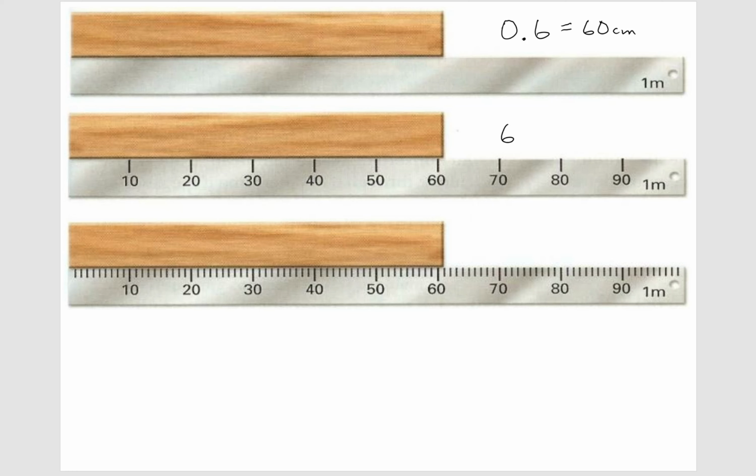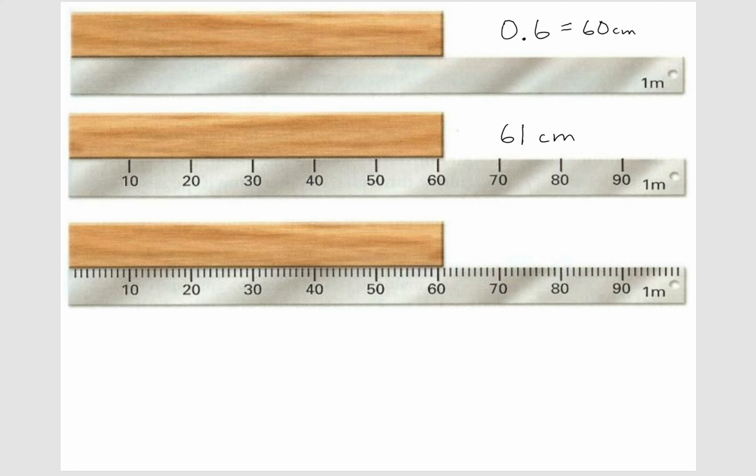In the first one, I only knew it was between 0 and 1. This time, I know it's 60, and I'll just guess that it's 61 centimeters. Now that has 2 significant digits. The top one only has that 1 significant digit, so this is a more precise measurement.